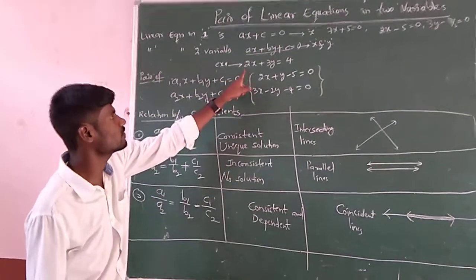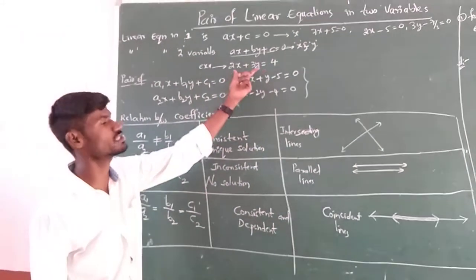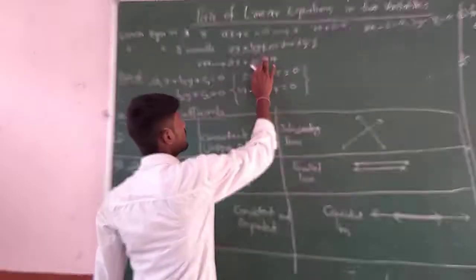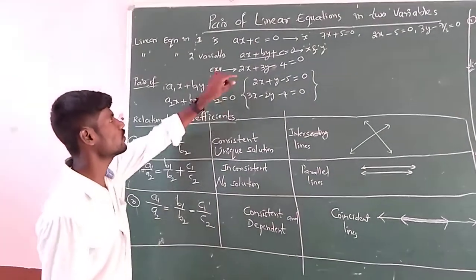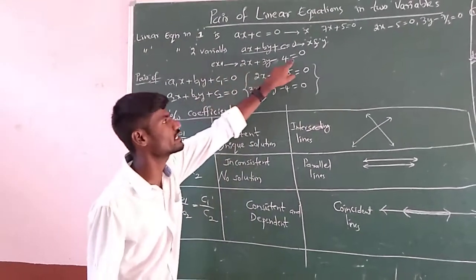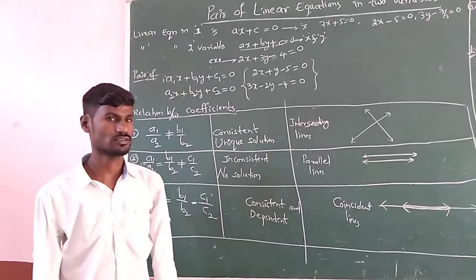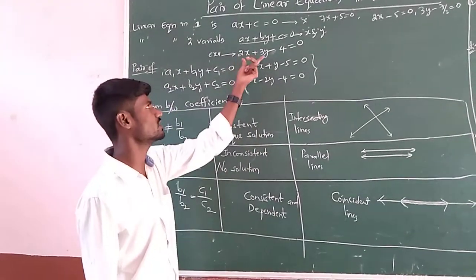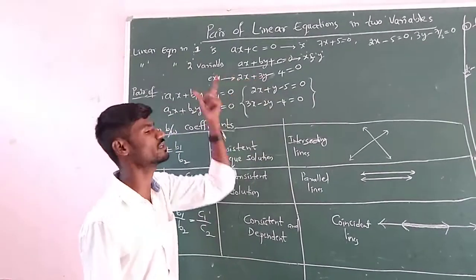Let us consider one example, 2x plus 3y equal to 4. So this is a linear equation in two variables, or you may take it as 2x plus 3y minus 4 equals 0 also. If only one linear equation in two variables is given to you, how many solutions does it have? It has infinitely many solutions. Remember that if only one equation is given to you in two variables, it has infinitely many solutions.